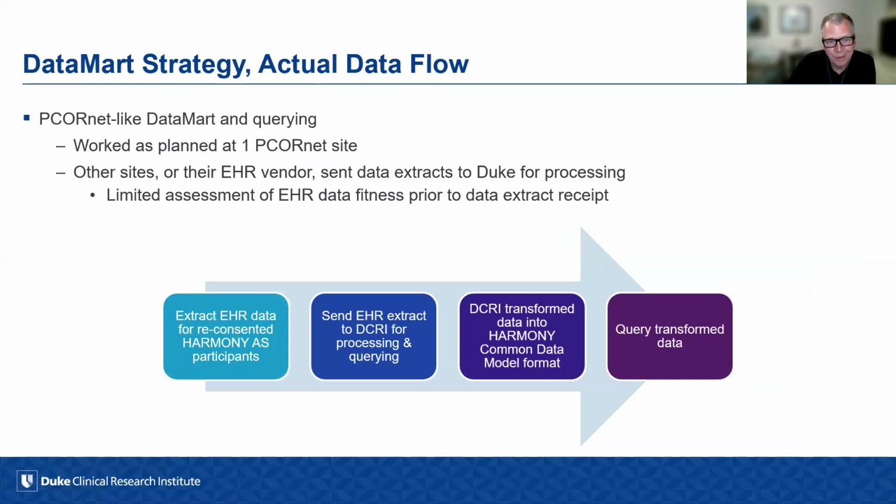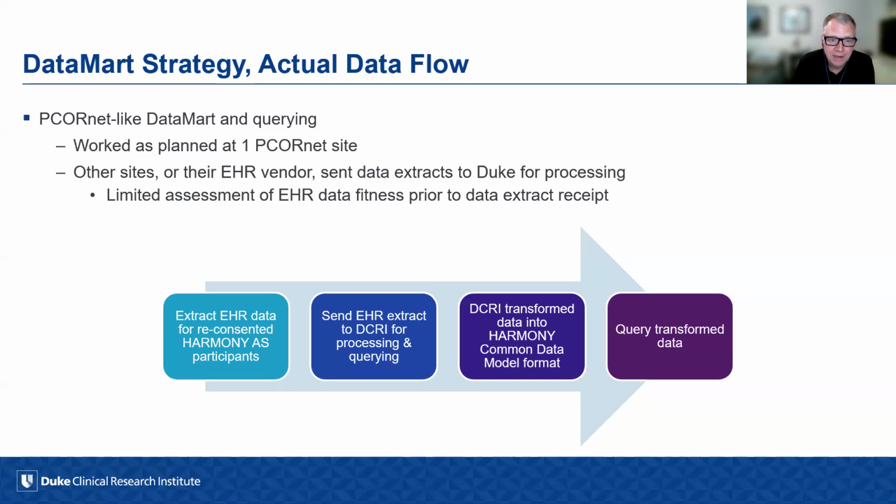So it turns out, by the way, that the actual flow of data that we wanted to do was really nothing like the PCORNet data mart strategy. We had big plans, and those plans didn't work out. There was one PCORNet site in the study, and for them, this worked like a dream, right? We sent them a program, they sent us the results back. It was the easiest thing in this entire trial.